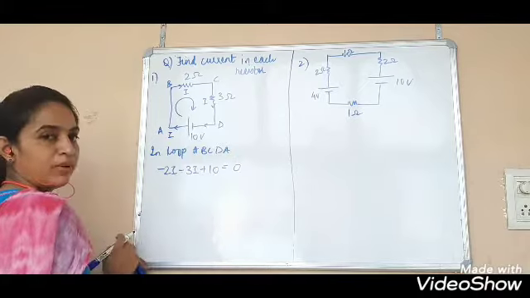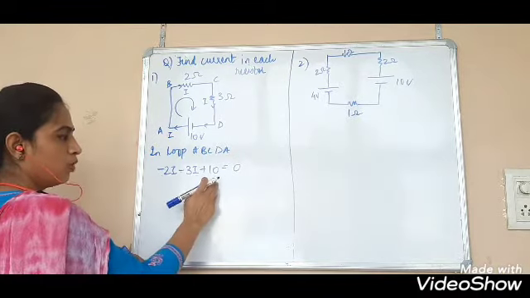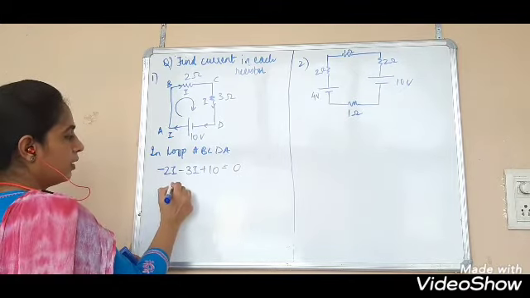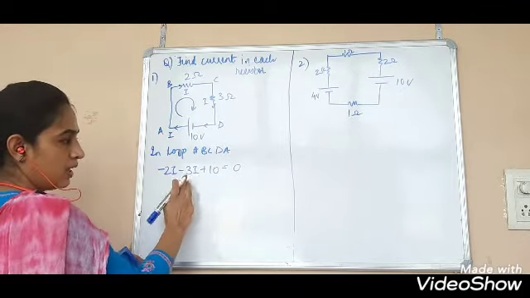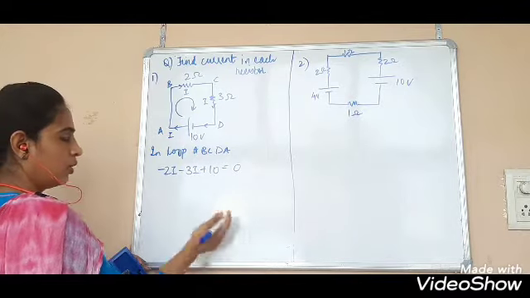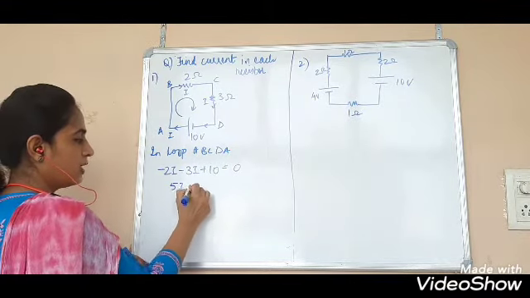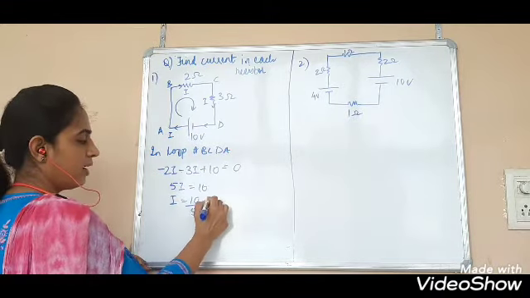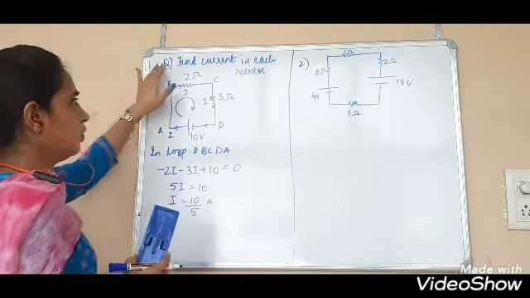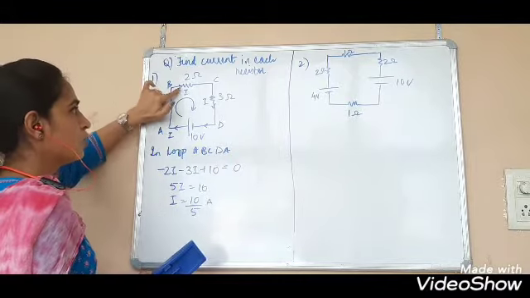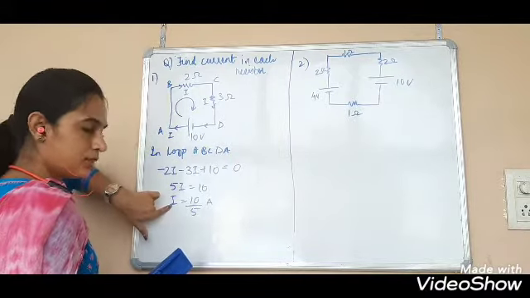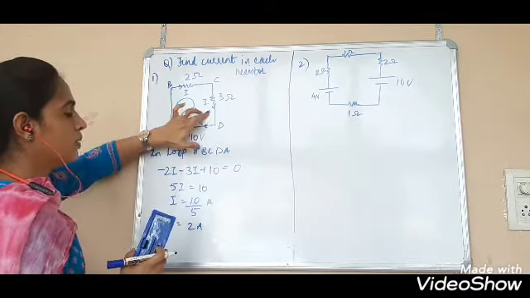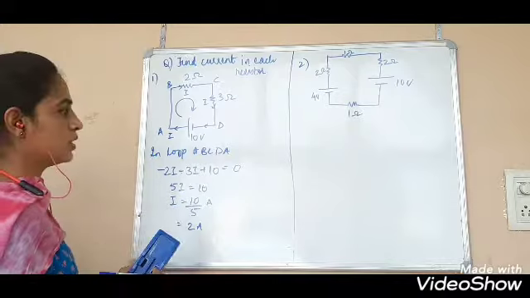All the potentials have been taken care of, so the summation of all the potential drops is 0. So you can write minus 2I minus 3I is minus 5I, and taking it to the opposite side, 5I is equal to 10. So I is equal to 10 by 5, that is 2 ampere. The question is to find the current in each resistor. So in the 2 ohm resistor the current is 2 ampere, and in the 3 ohm resistor also the current is 2 ampere, which is the same.